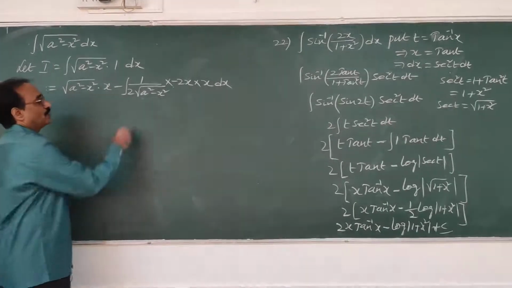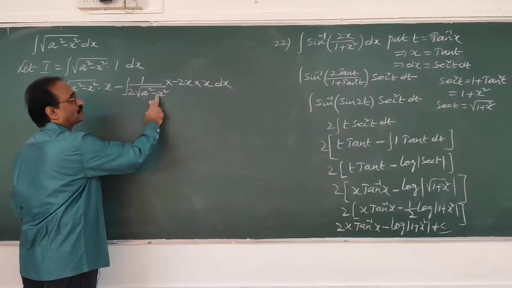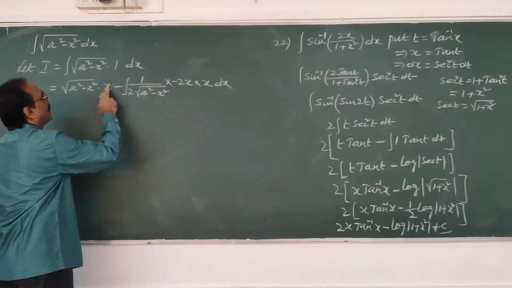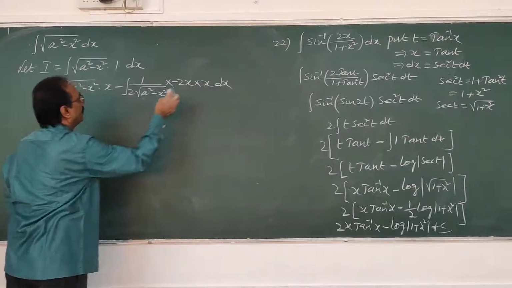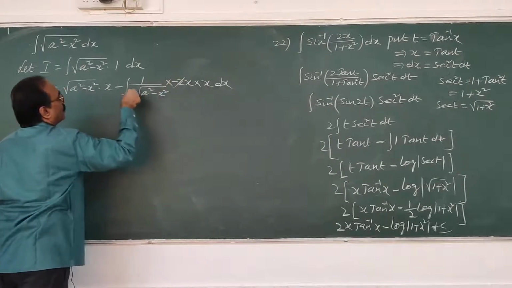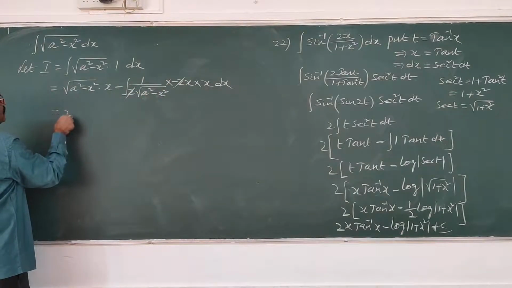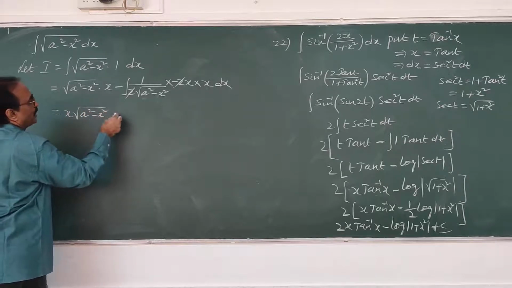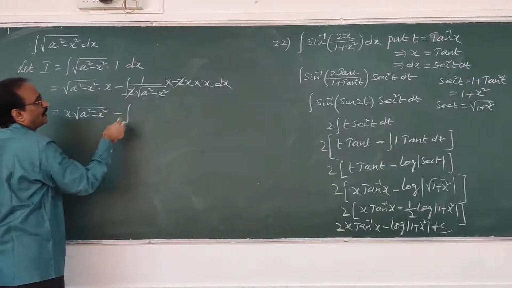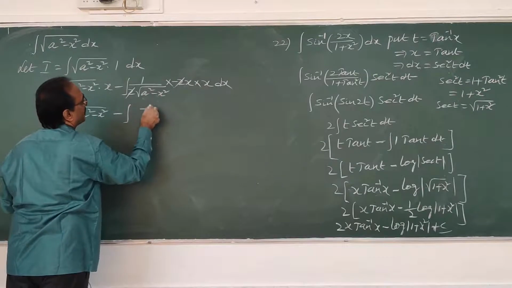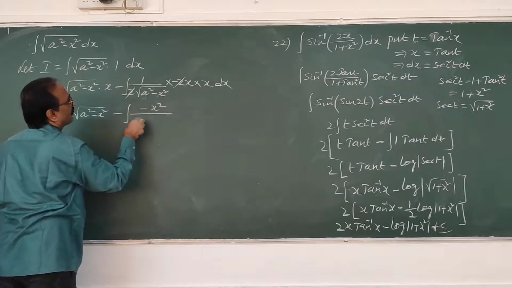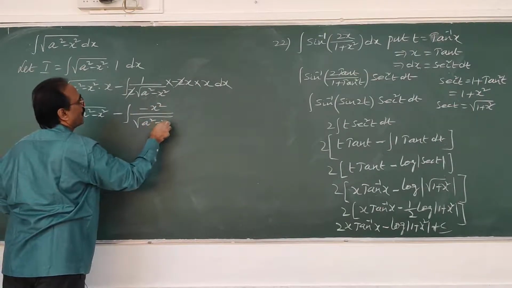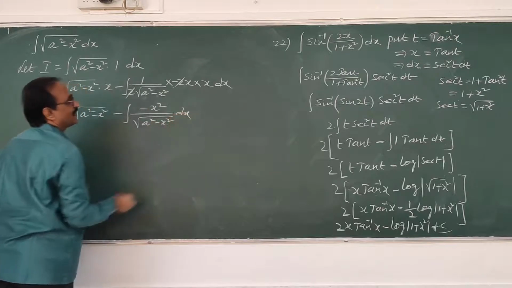You will learn it. So a square derivative is 0, minus x square derivative is minus 2x, and derivative of x is how much? 1. So now what happened? Here we cancel. So this is nothing but x into root of a square minus x square minus integral minus x into x, that is minus x square by root of a square minus x square dx.